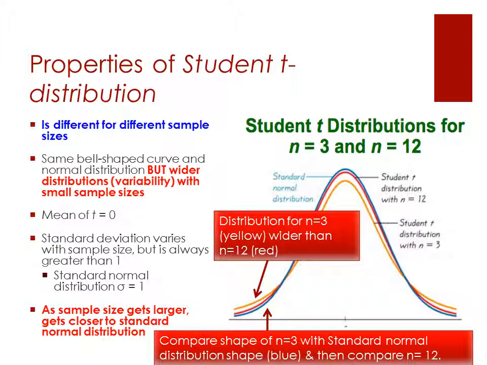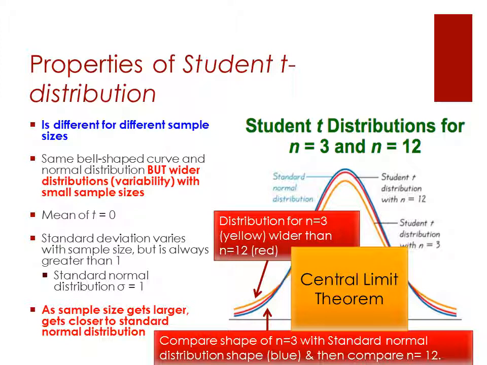Our mean for the t-distribution is going to be equal to 0. However, our standard deviation is going to vary by sample size and is always greater than 1. This is an important difference because in our standard normal distribution, keep in mind, of course, our standard deviation was equal to 1. Now, as the sample size gets larger, it gets closer to the standard normal distribution. So here you can see if you compare the shape for the yellow line for n equals 3, you can see that it is further away from the blue line of the standard normal distribution than the red line for n equals 12. So you can see the yellow line is both wider and also less peaked at the mean.